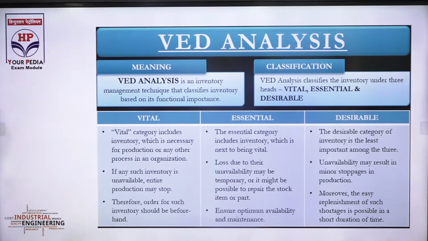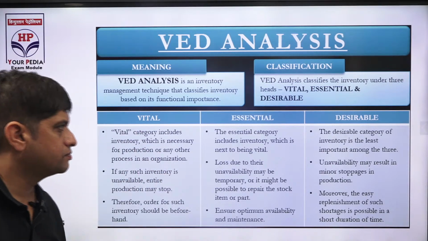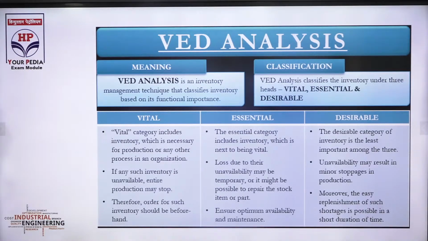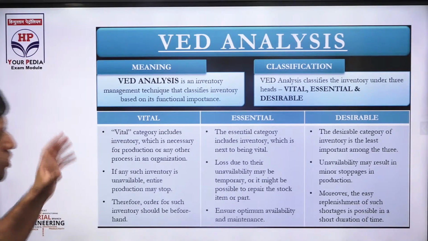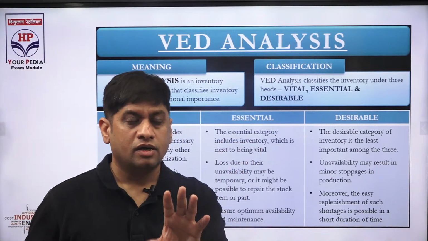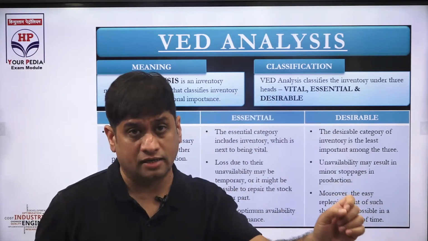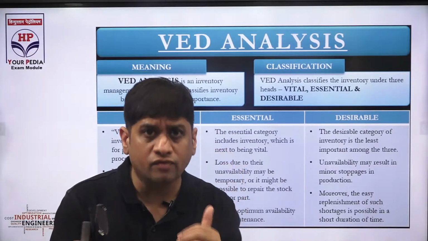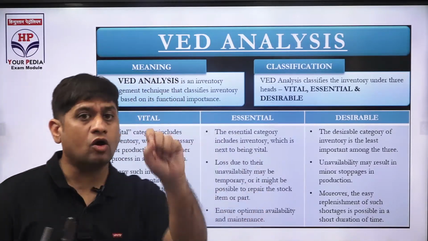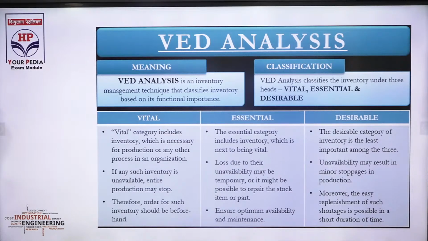And the classification is vital, essential, desirable. The vital category includes inventory which is necessary for production or any other process in an organization. Entire production will stop if V, vital, is not there. Desirable, on the other hand, is the least important inventory. I told you about A, B, C. In your inventory, A items are not there. Let me ask you a question. In your inventory, V items should be there or not?